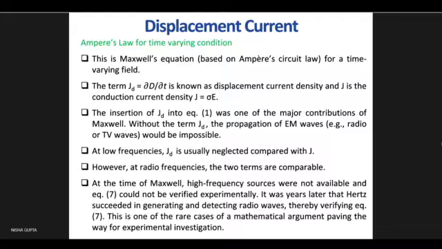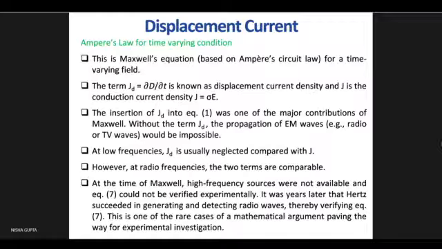So the term J_D, which is equal to del D by del t, is known as the displacement current density, and J is the conduction current density, written as sigma times E, where sigma is the conductivity and E is the electric field. This way we have modified Ampere's law for the time varying field.